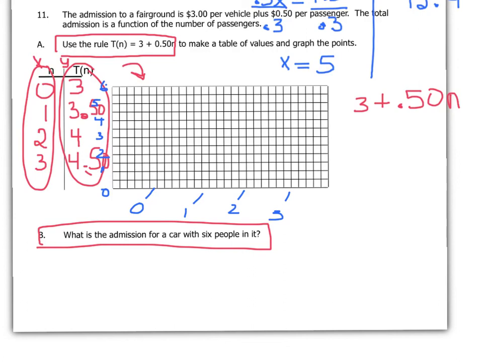So for 0 people, it would have been $3. For 1 person, it would have been $3.50. For 2 people, it would have been $4. For 3 people, it would have been $4.50. Okay, and what would the admission cost for 6 people be? So you plugged in 6, and you got 6 times 50 cents would give you 3, and 3 plus 3 would give you $6.